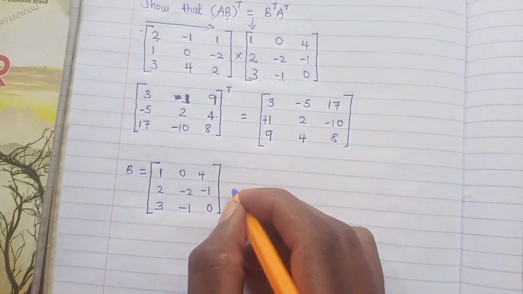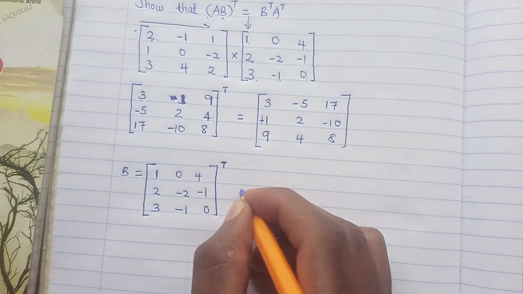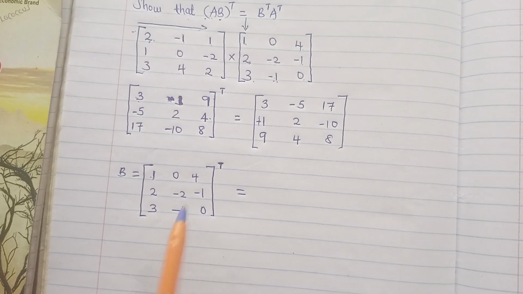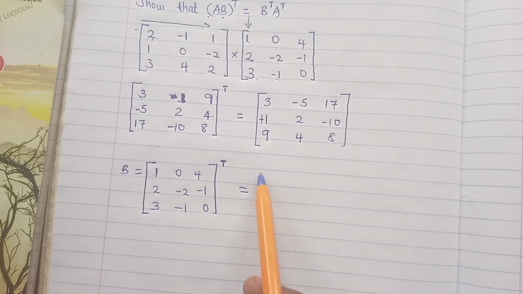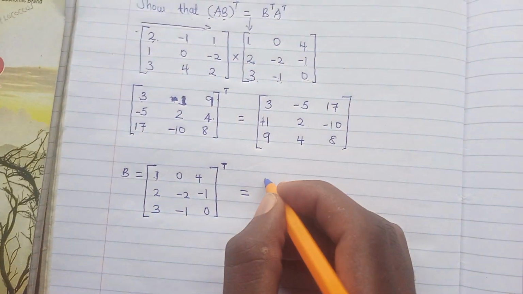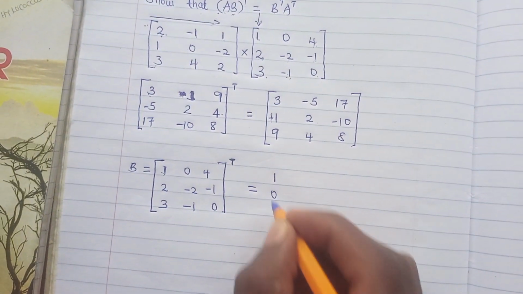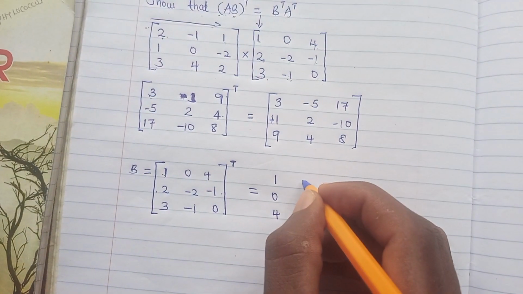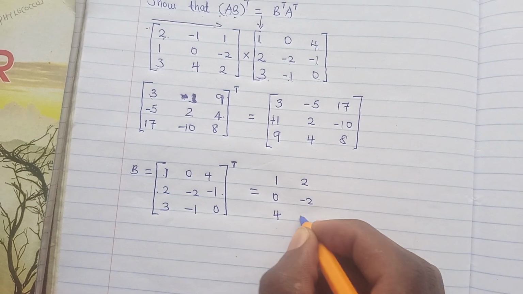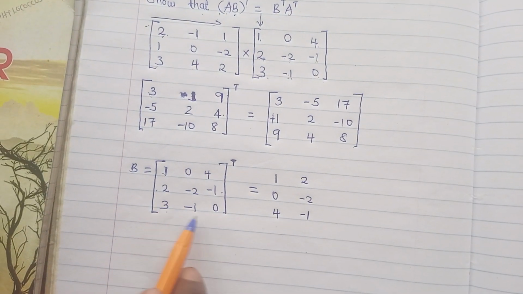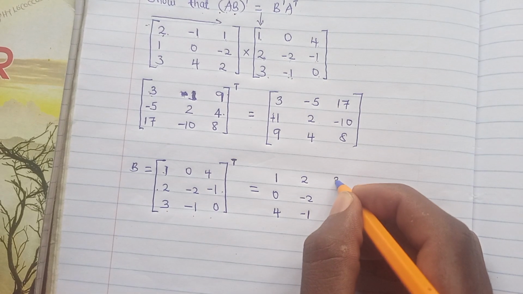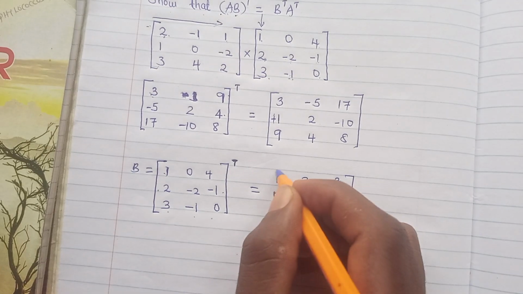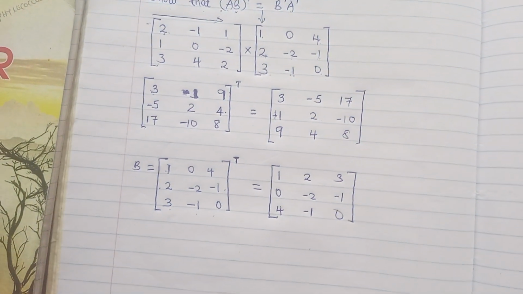If we transpose it, we find its transpose. So we change the number of rows to be columns and the number of columns to be rows. So this row here becomes the first column. So they're going to have 1, 0, 4. And then this row becomes the second column. So it is 2, -2, -1. And then 3, -1, 0. So this is the transposition of B.